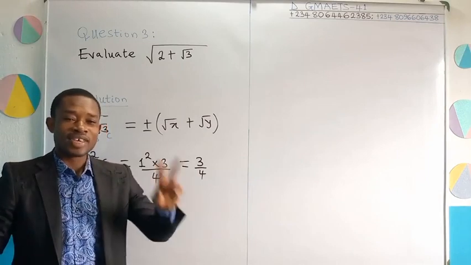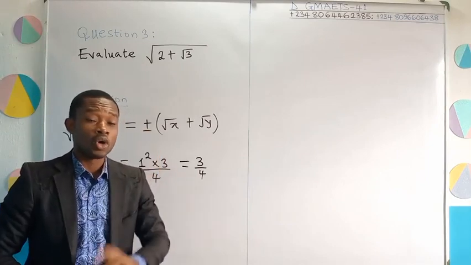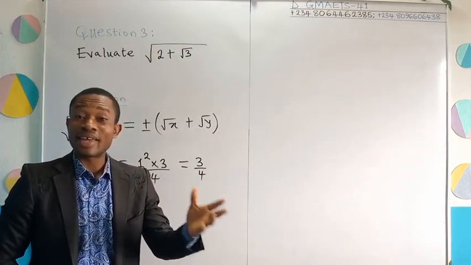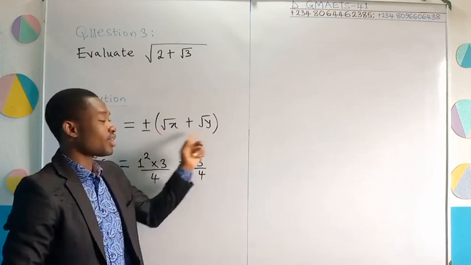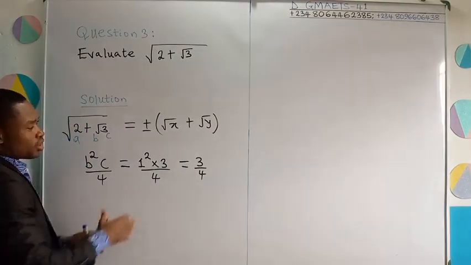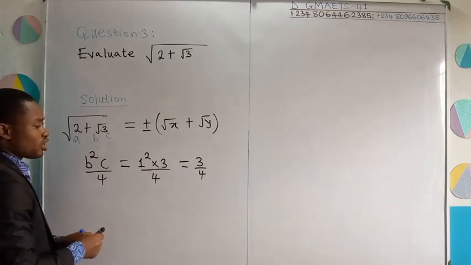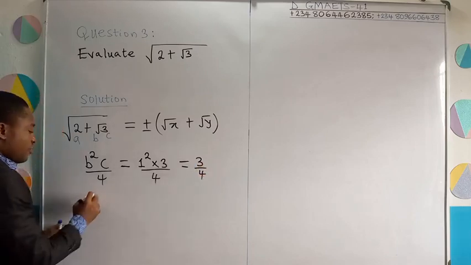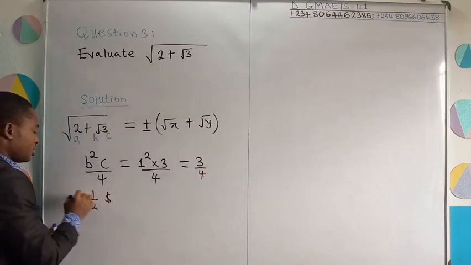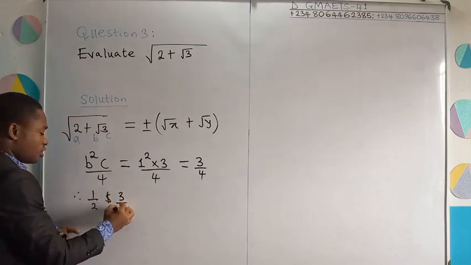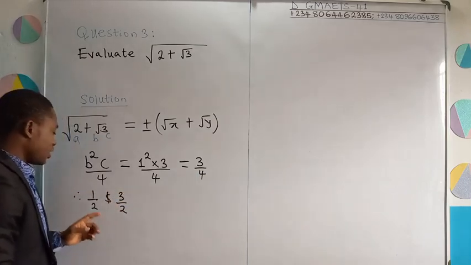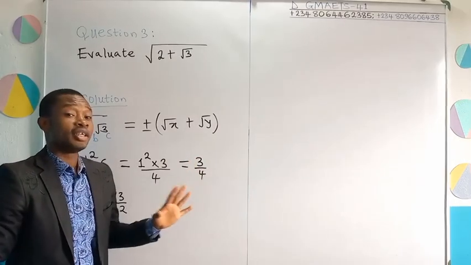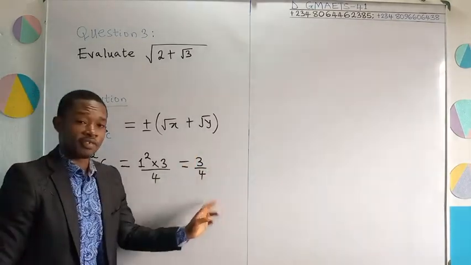We shall, at this point, get two factors of 3 over 4, which if you add them up, you get 2. Those factors, once you're able to get them, then your problem is solved. That's the value of x and y. Alright, so looking at this, if I say that the factors are 1 over 2 and 3 over 2, if you multiply 1 over 2 times 3 over 2, you get 3 over 4. Telling you that yes, these two are factors of 3 over 4.